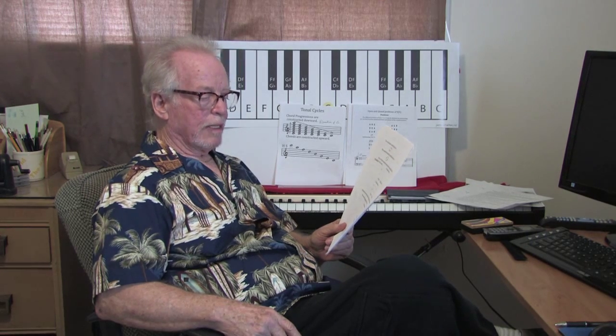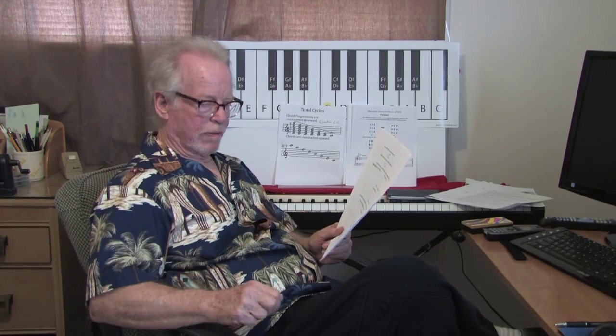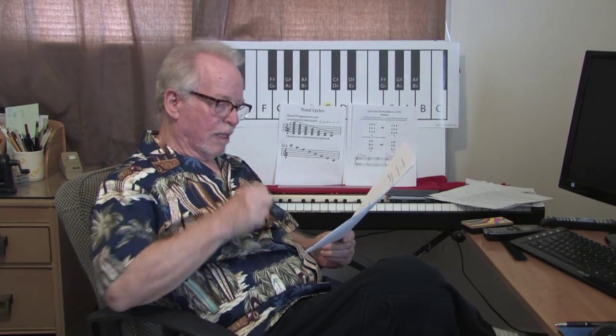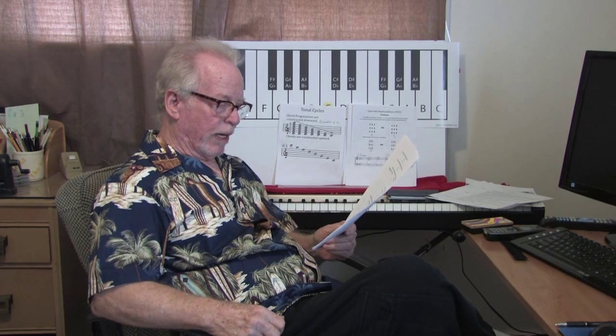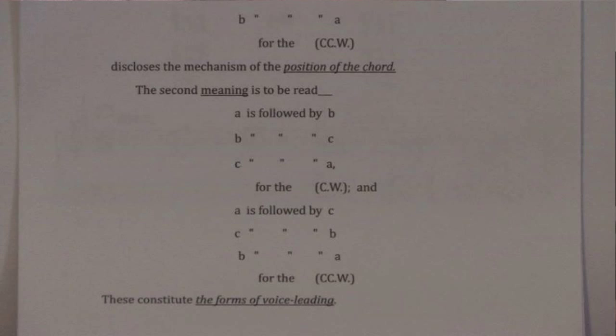The first meaning discloses the mechanism of the position of the chord, or the voice. You might say the voicing, like root, fifth, third. The second meaning to be read is the same thing: A is followed by B, and so forth. And this constitutes the forms of voice leading.